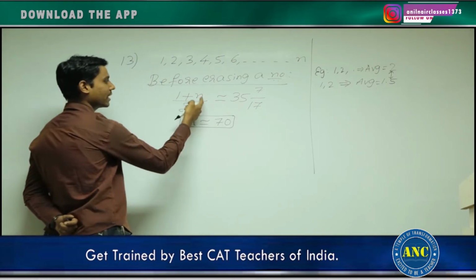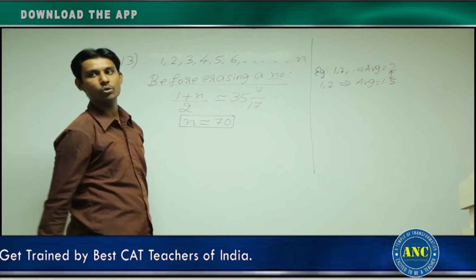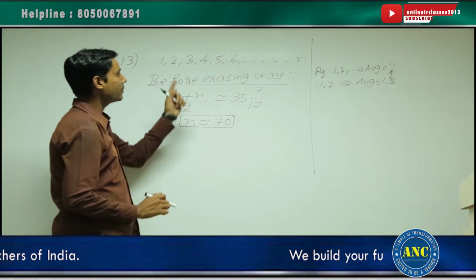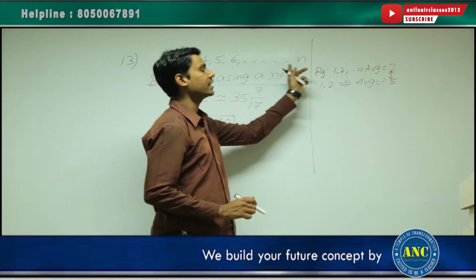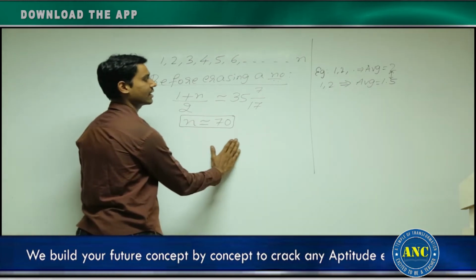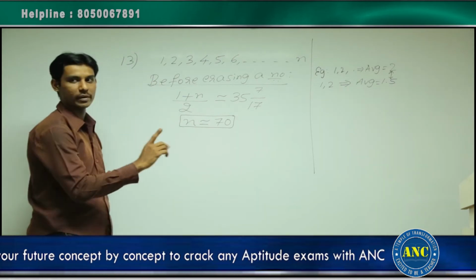That means (1 plus 70) by 2, 71 by 2, is nothing but 35.5. Approximately n is 70. What is the meaning of n? There are n numbers written on the board. Approximately 70 numbers are written on the board. Approximately. It may or may not be right.